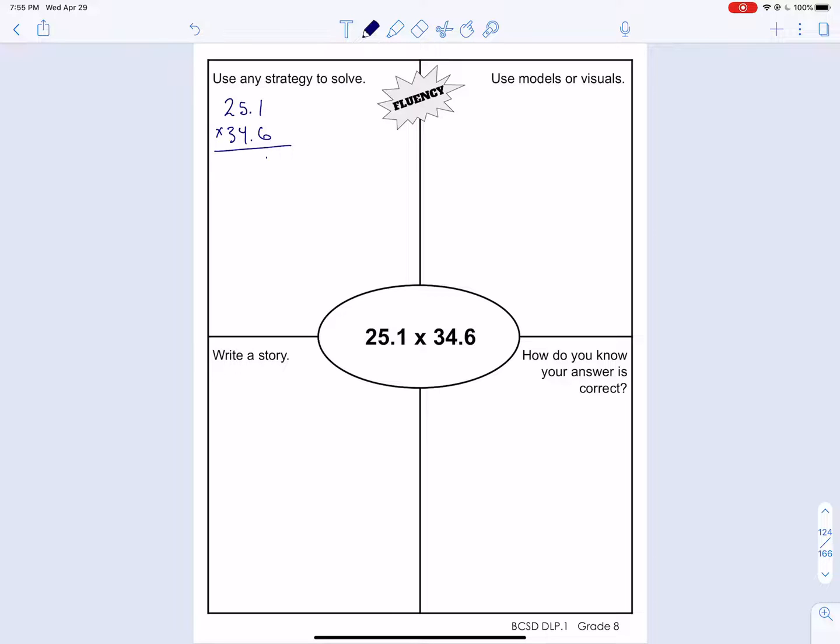So 6 times 1 is 6. 6 times 5 is 30. Put a little 3. 6 times 2 is 12, plus 3 is 15. Put a 0 because I have already done the ones. Now I'm going to go to the 10th place. So 4 times 1 is 4. 4 times 5 is 20. 4 times 2 is 8, plus 2 is 10.